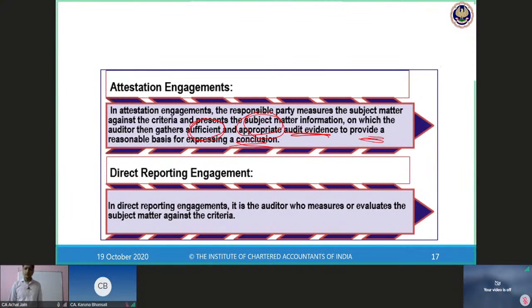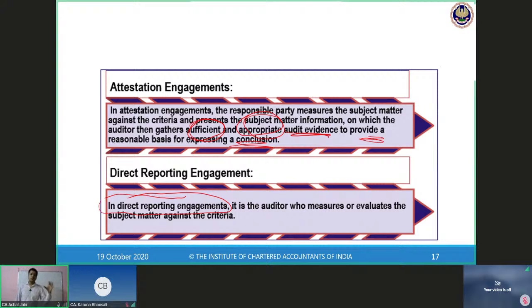Second is about non-attestation engagements, which have been termed as direct reporting engagements, but don't get confused by the term. It simply says that in case of these specialized types of audits, the auditor will measure or evaluate the subject matter against the criteria. Now, what does it mean, subject matter against the criteria?